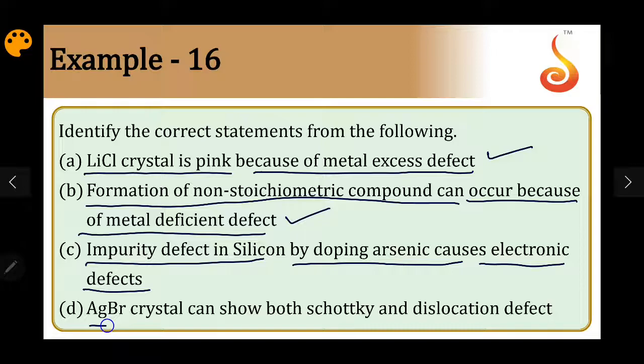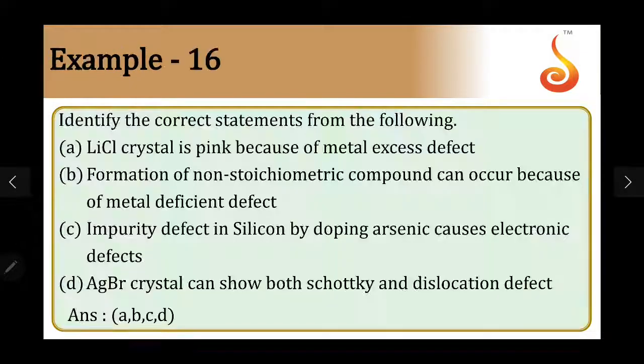And AgBr crystal can show both Schottky and dislocation effect. So Ag plus ion can be found in dislocation, that is in interstitial position, and also it can show Schottky defect. So Ag plus and Br minus can be missing from the lattice site. So this is a salt which can show both types of defect in case of AgBr. So all 4 statements appear to be correct. So we'll see the options. Answer A, B, C, D is the correct answer.